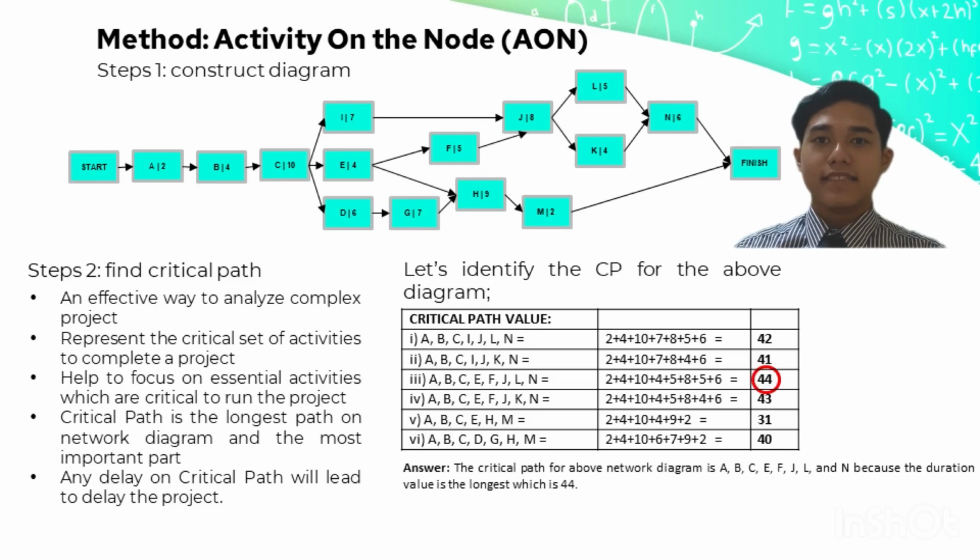Let's identify the critical path for the above diagram. There are 6 paths. Firstly, ABCIJLN is 42, ABCIJKN is 41, ABCEFJLN is 44, ABCEFJKN is 43, ABCEHM is 31, ABCDGHM is 40. The answer is the critical path for the above network diagram is ABCEFJLN because the duration value is the longest, which is 44.